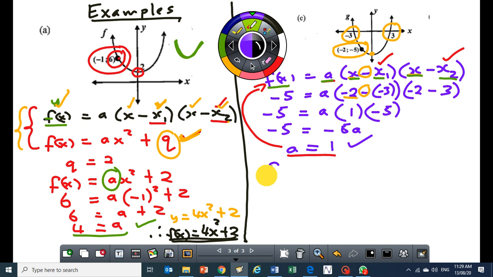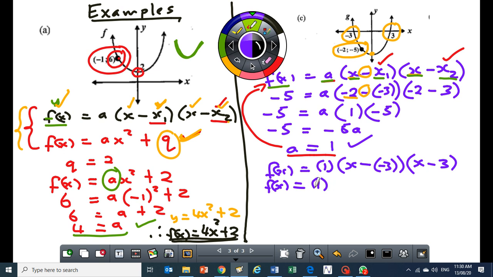So where there is f of x, I'll put f of x. Where there is a, I'll put 1. Where there is x, I'll put x. Where there is x1, I'll put minus 3. And where there is x2, I'll put 3. Alright. Then we simplify, so we get f of x equal to 1 times x plus 3 times x minus 3.